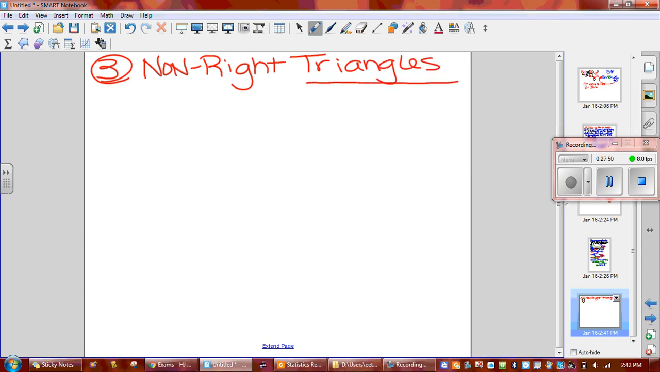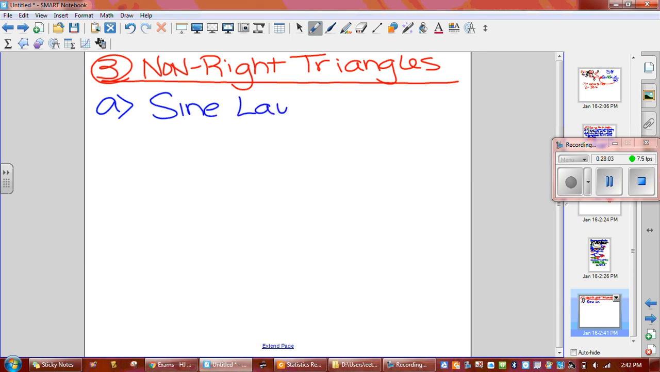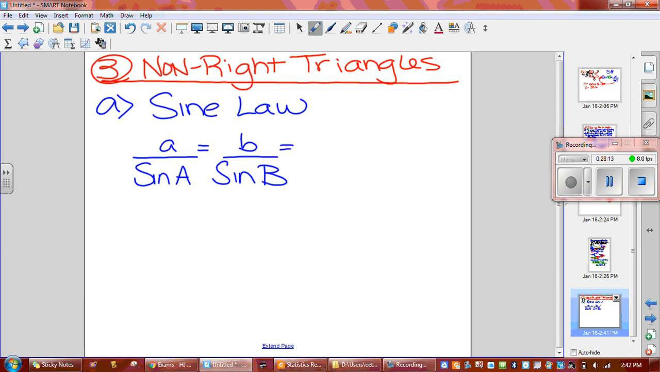So sine law states that side A is across from sine A. Side B is across from sine of B, and side C is across from sine C. So literally it is a cross multiply and divide type of situation or ratio that you're going to set up. So when do you use the sine law? When do we use this?